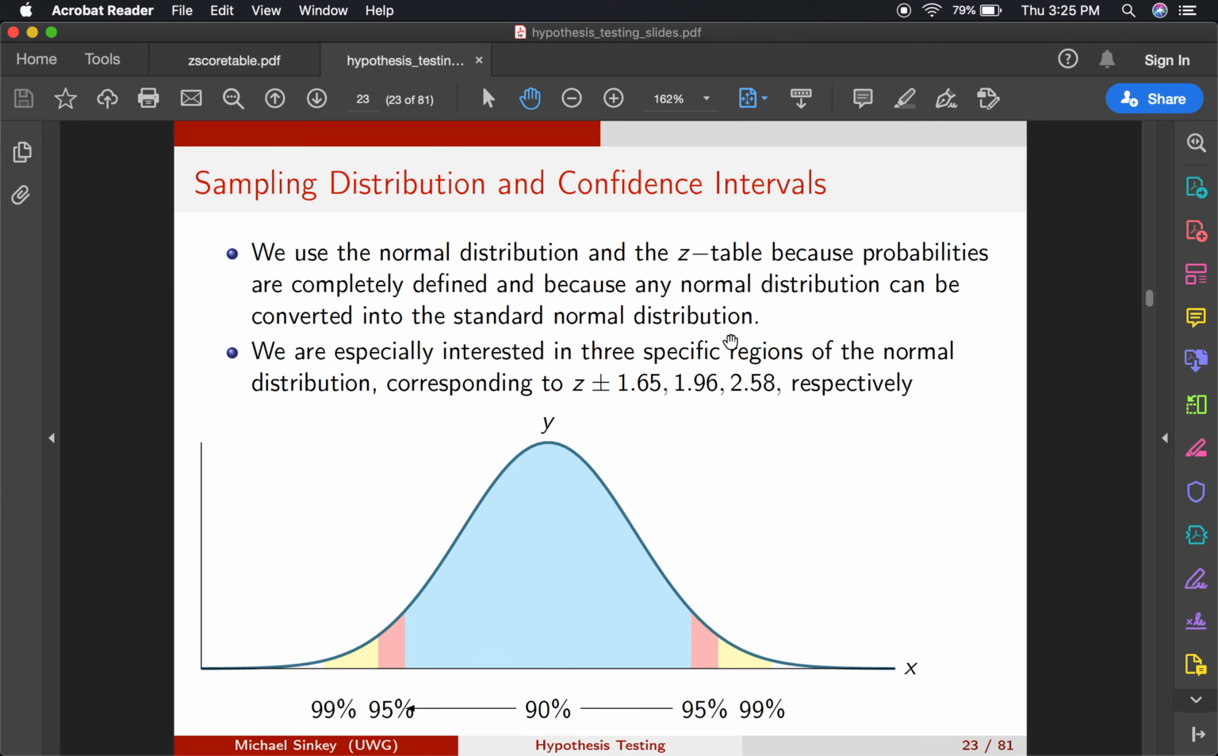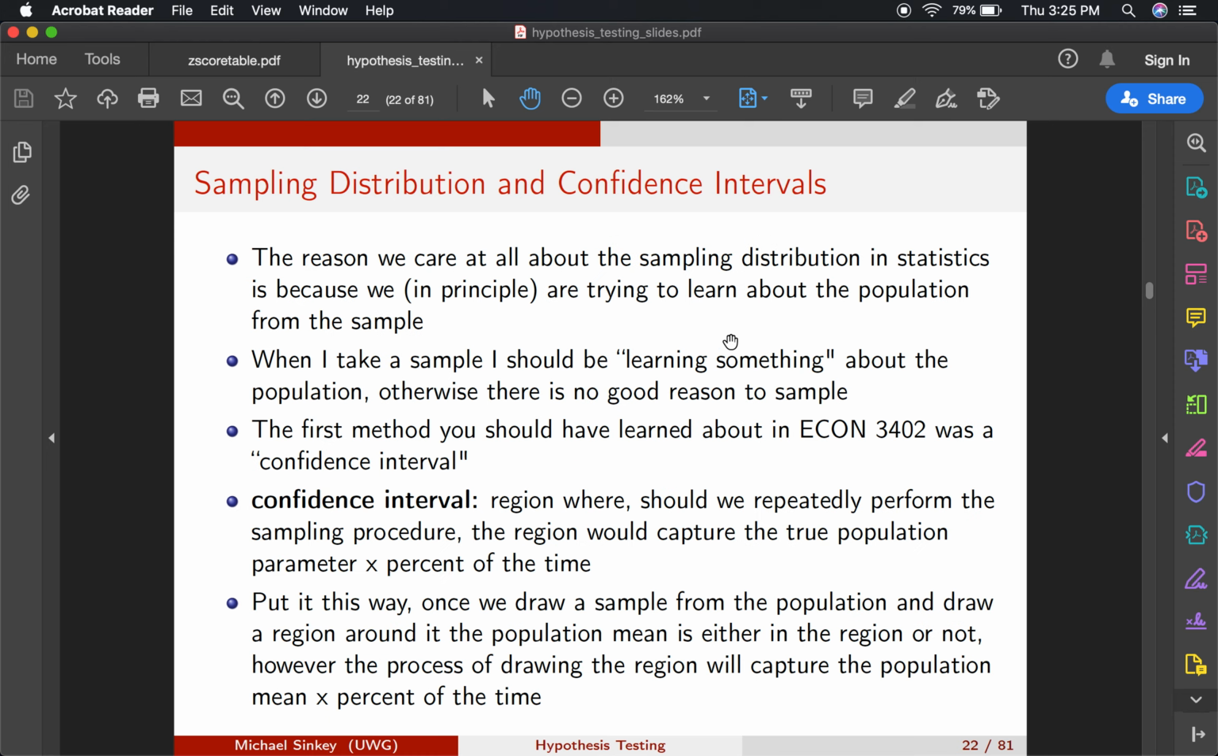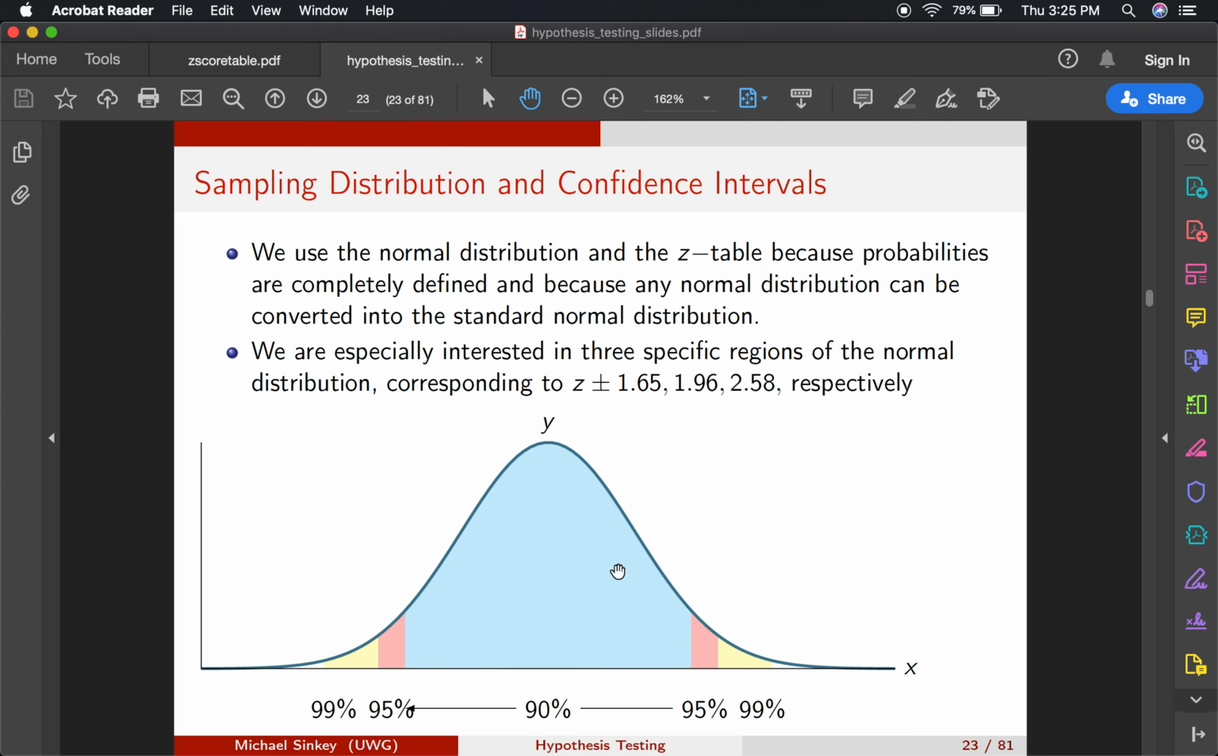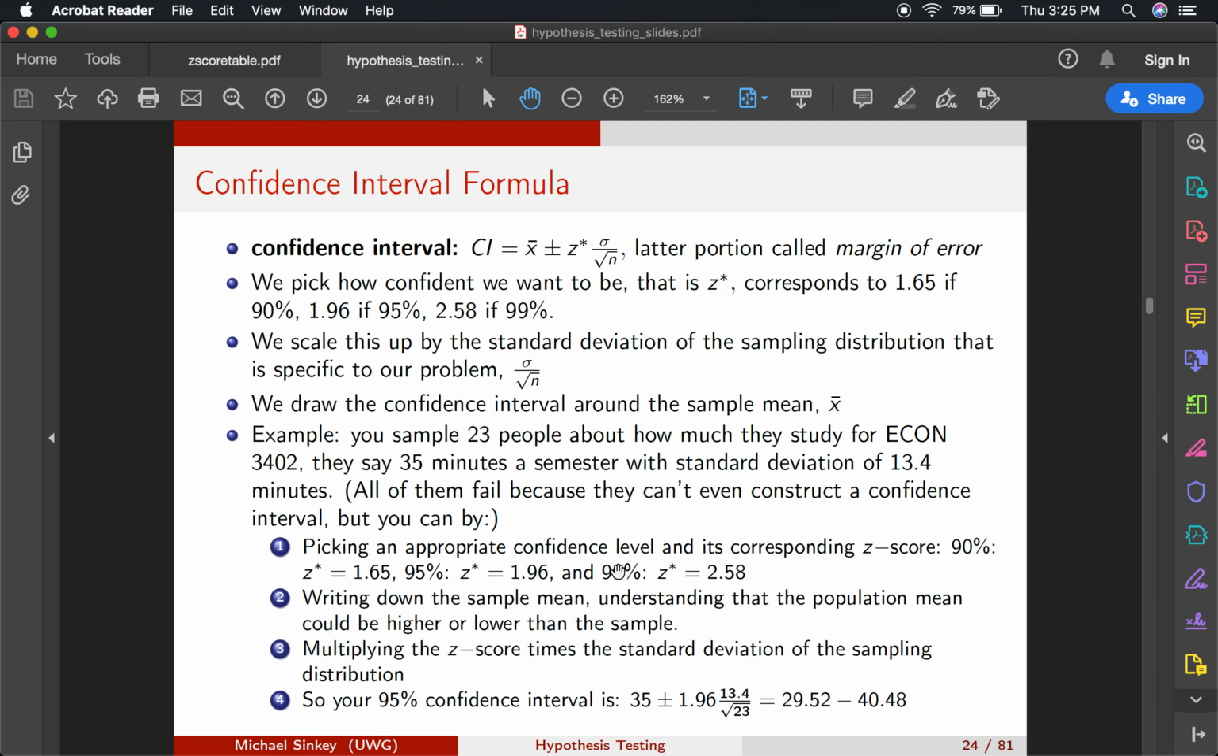And we choose different levels of confidence for our confidence interval. So you can make regions of different sizes. You can be 90% confident, 95% confident, or 99% confident. Those are the three regions we're going to focus on in this class. Those are the three regions that are common in a stats class. So let's take a look at the confidence interval formula.